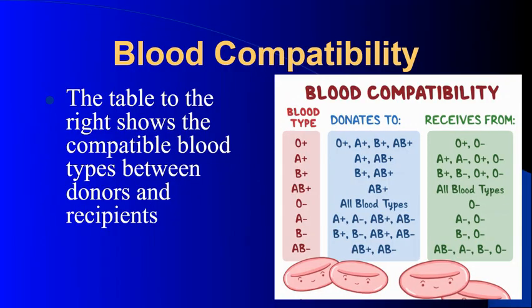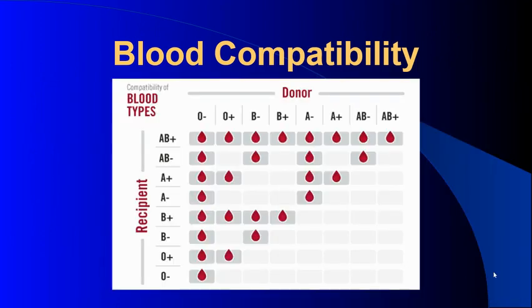So now if we're considering both ABO and Rh, the table to the right shows the compatible blood types between donors and recipients. Here's another way of looking at that blood compatibility.